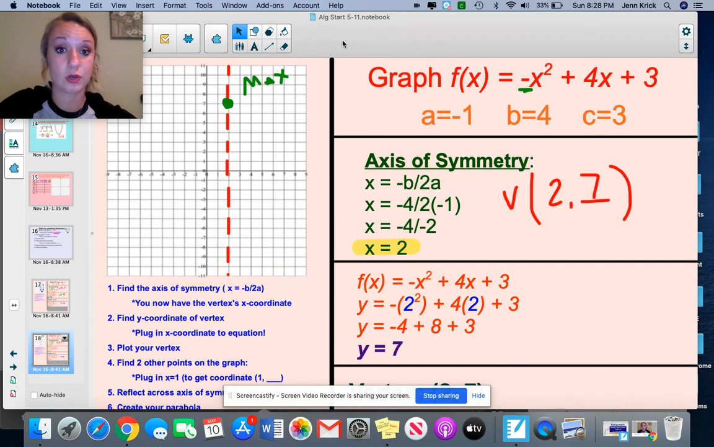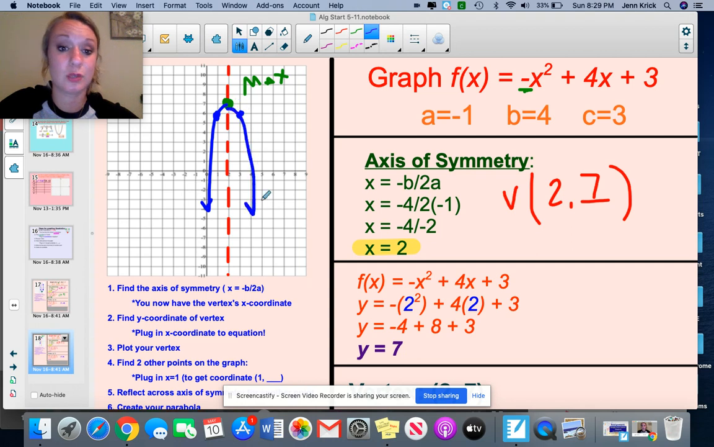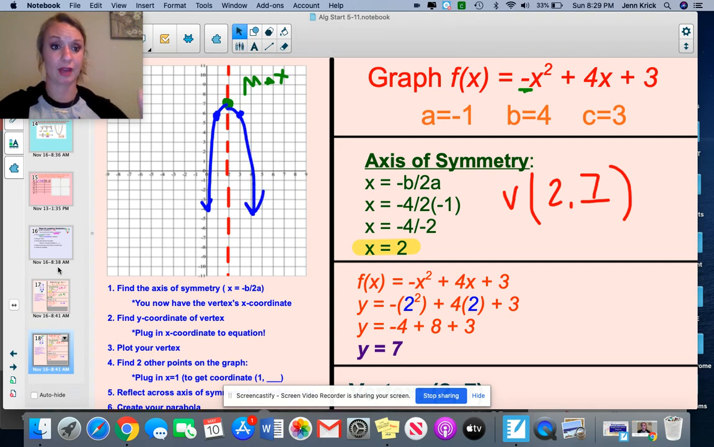So let's go graph that. I'm going to use a different color to show you. It's at 1, 6. Now this is really easy to reflect it over. This is 1 away, so let's go 1 away here. And then it's going to open downward. And you guys did it. And you could do a few more points if you wanted to, but we don't have to.